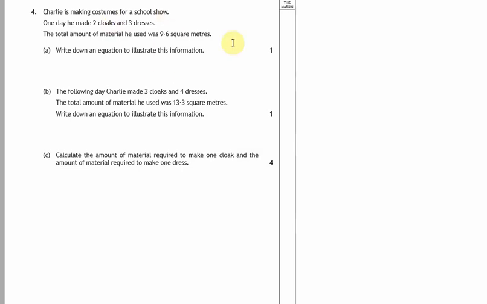Okay, Charlie is making costumes for a school show. One day he made two cloaks and three dresses. The total amount of material was 9.6 square meters. So pretty straightforward. Write an equation to illustrate this information.